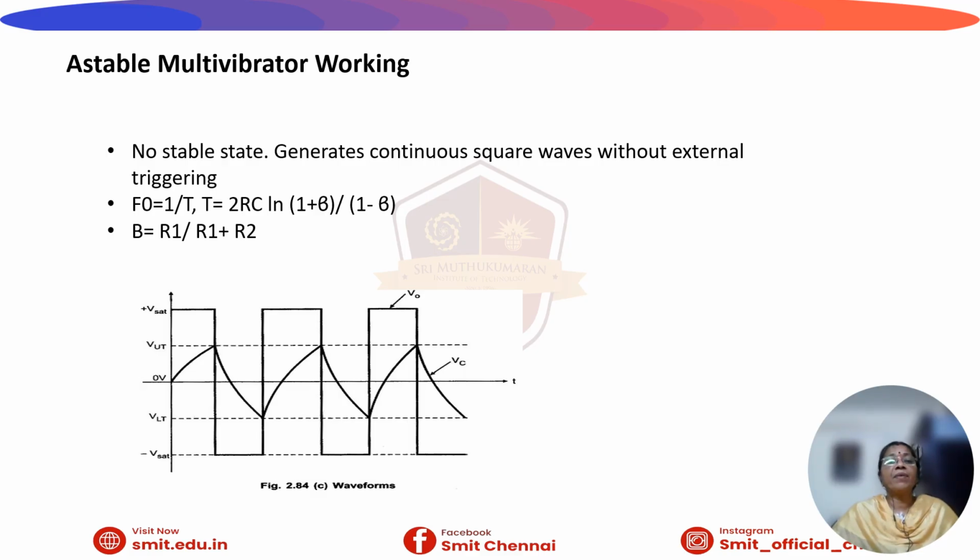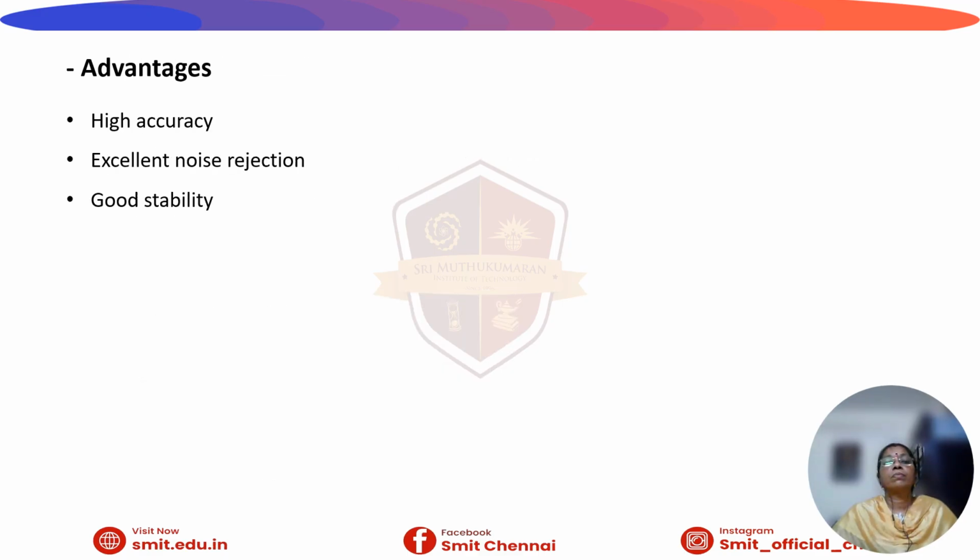The frequency is given as f0 equals 1 by T, where T is the period of oscillation. T is equal to 2RC into ln of (1 plus beta) divided by (1 minus beta). Beta is the feedback ratio and it is given by R1 divided by (R1 plus R2). The advantages of an astable multivibrator are high accuracy, excellent noise rejection, and good stability.